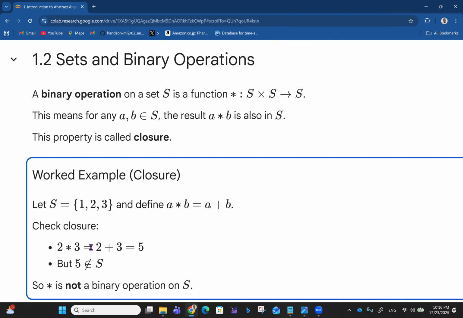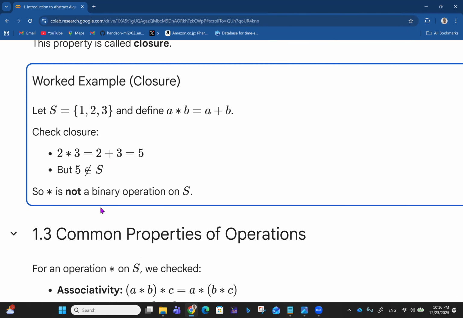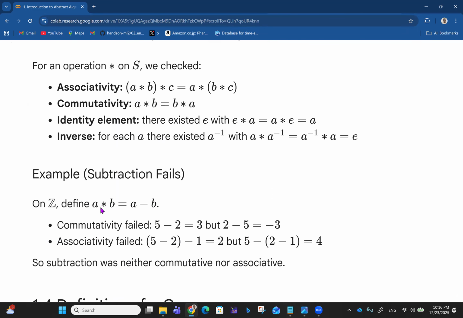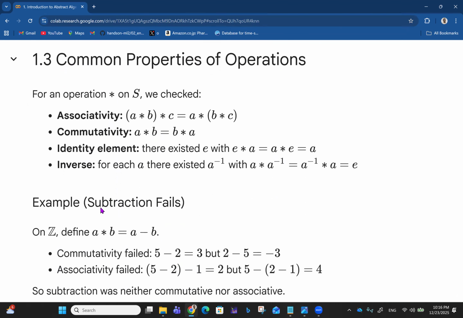So you have 2 star 3, which is 2 plus 3, and that's 5. But you see, 5 does not belong to the set S. So in that case, we say the operation star is not a binary operation on the set S. Okay? So let's look at some common properties of operations.